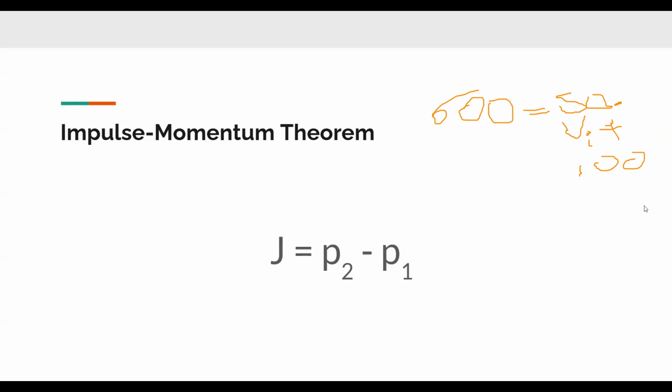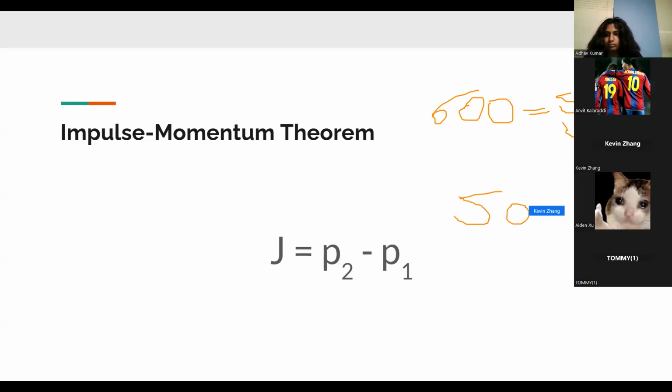So we can subtract both sides by 100 to get 500 equals 50 vi, and then we can divide both sides by 50 to get vi equals 10 meters per second.